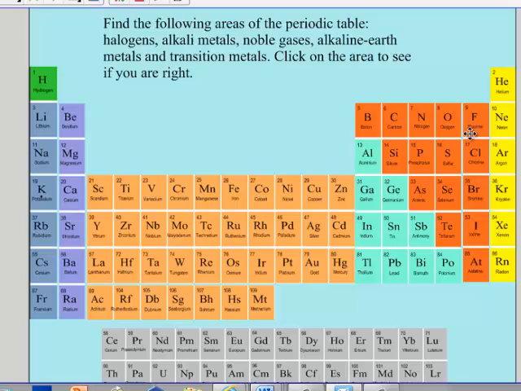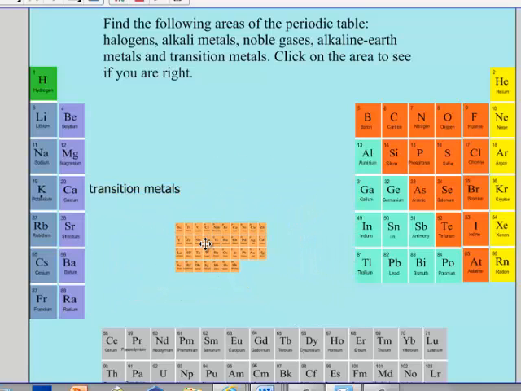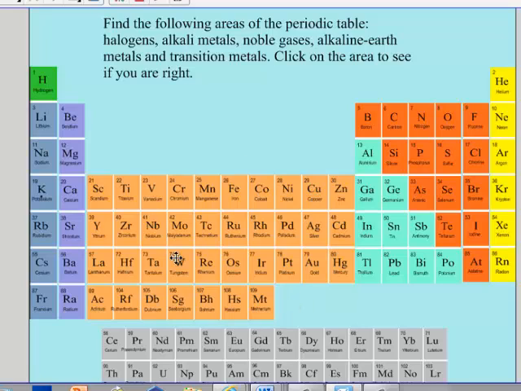These guys right next to the noble gases, fluorine, chlorine, bromine, iodine, astatine, those are in fact called the halogens, H-A-L-O-G-E-N-S, the halogens. And the halogens are very, very reactive. These guys here in the middle, this lower area, those are called transition metals. These are the ones that are not very reactive at all. If you look here, these are your coinage metals: nickel, silver, gold, copper, platinum. These things don't react very much at all.